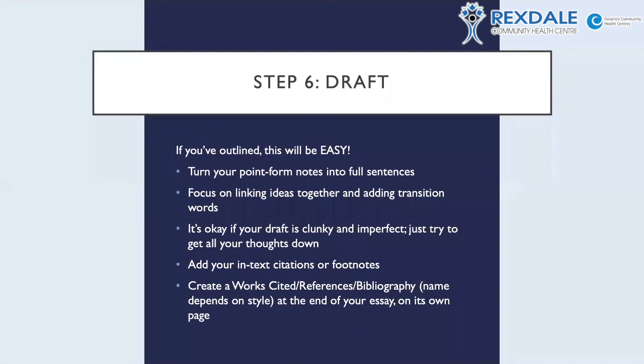After outlining, your next step will be the draft. And if you've done your outline, this step will be easy because you've done all of your thinking ahead of time. Essentially, this step is just turning your point form notes into full sentences. And here you really want to focus on linking your ideas together, adding your transition words, and making sure everything flows together. But it's still okay if your draft is a little bit clunky and imperfect.